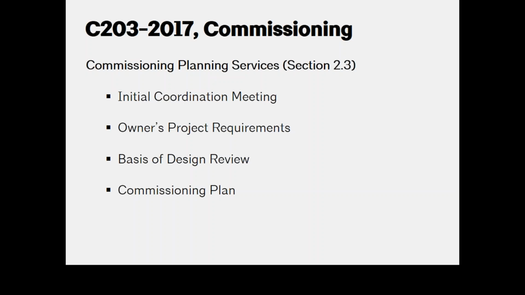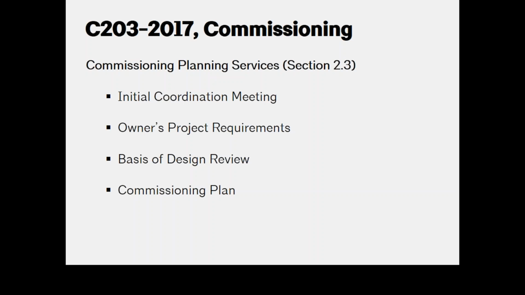Also in the planning services, the commissioning provider is going to be reviewing the design team's basis of design and then ultimately creating a commissioning plan. And the commissioning plan is another fundamental document in the commissioning process. This is a place where the commissioning provider commits to writing all of the commissioning activities and documentation that are going to be required through the project, and protocols for design and submittal reviews, as well as protocols for contractor documentation.